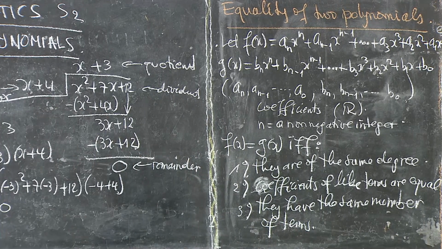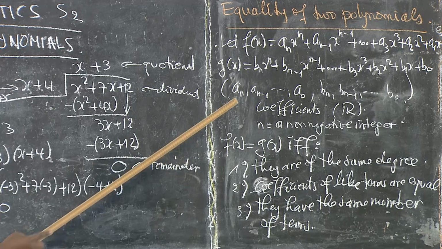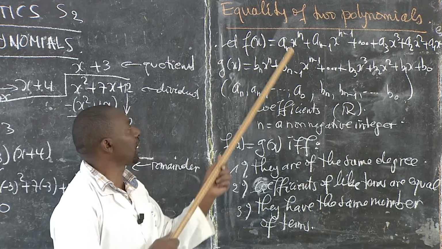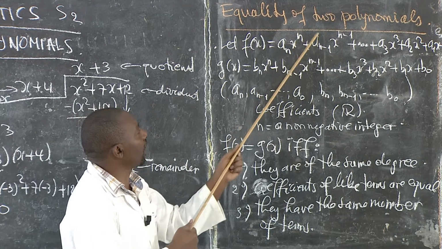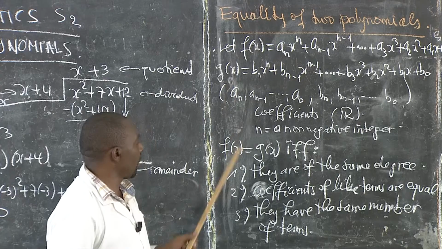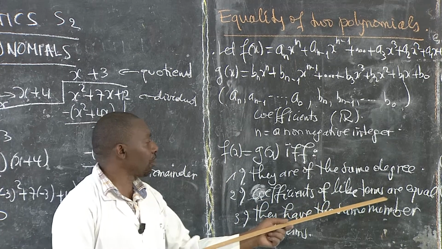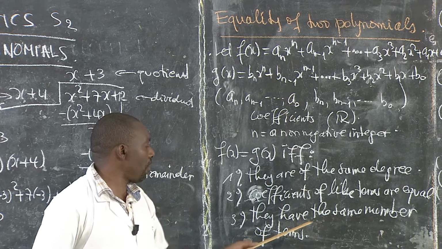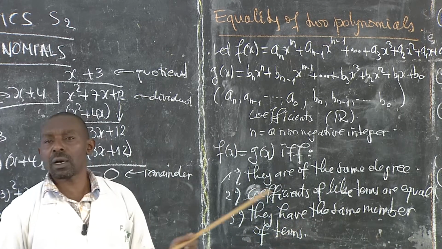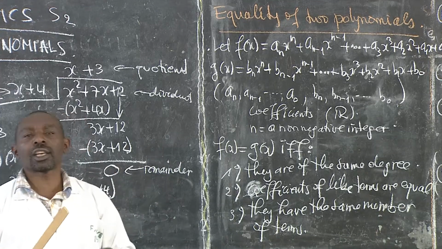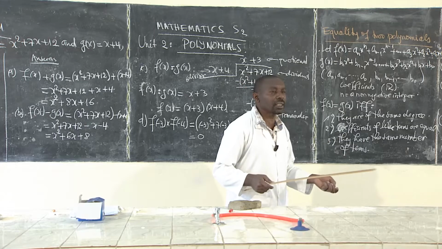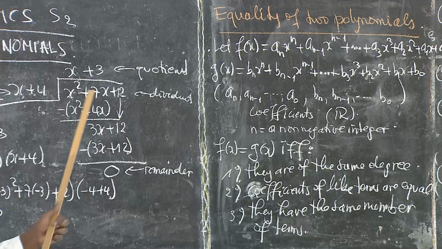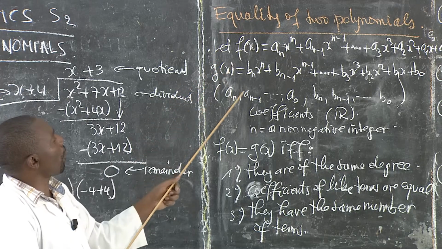This is very, very crucial for equality of two polynomials. They must be of the same degree. For this situation, the degree is n and degree is n. The coefficients of like terms must be equal, and they must have the same number of terms. Wherever the term is not there, it can be replaced by 0, isn't it? Thank you very much.